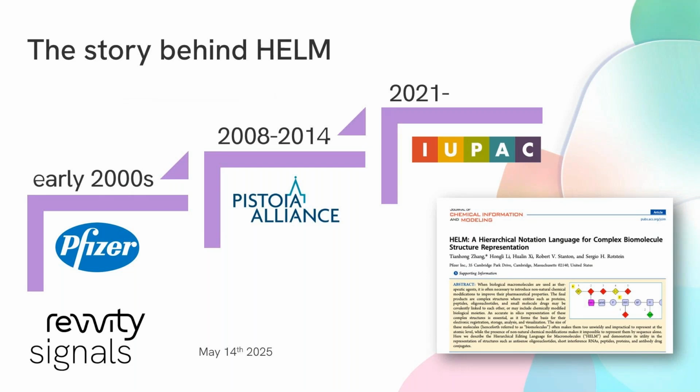Later on, as of 2021, the IUPAC itself established a HELM subcommittee to oversee the partnership with the Pistoia Alliance and oversee the ongoing efforts.